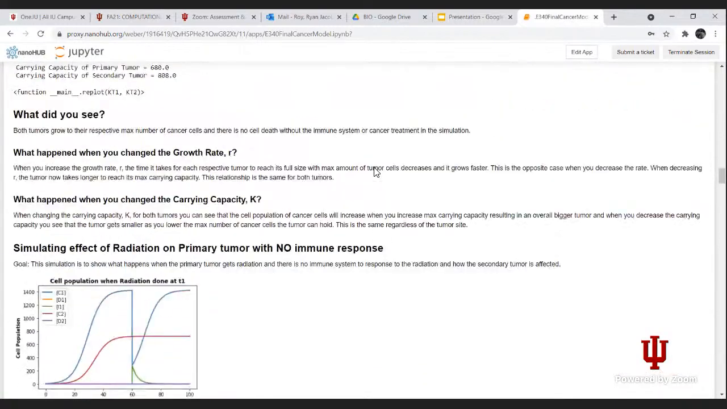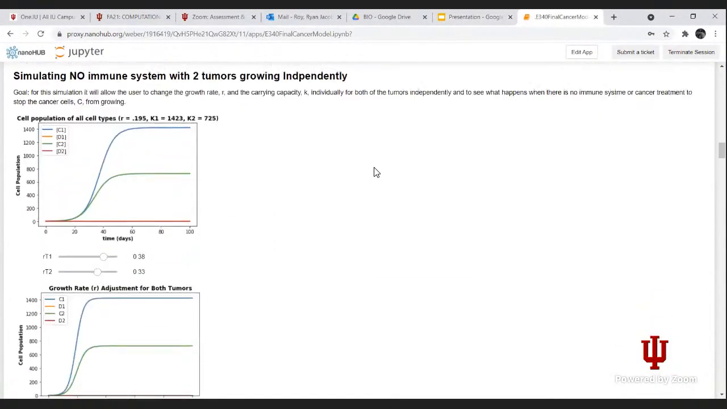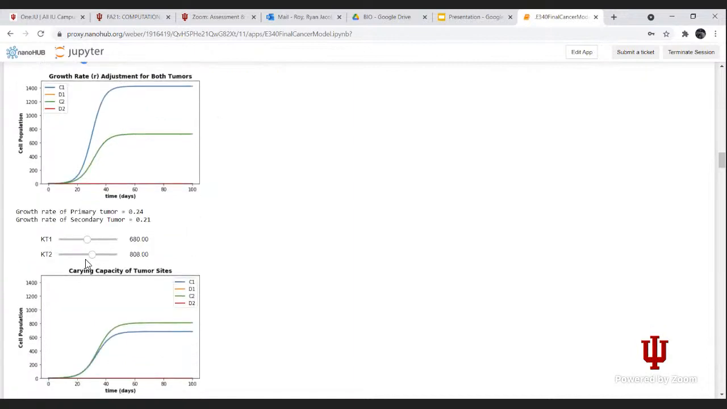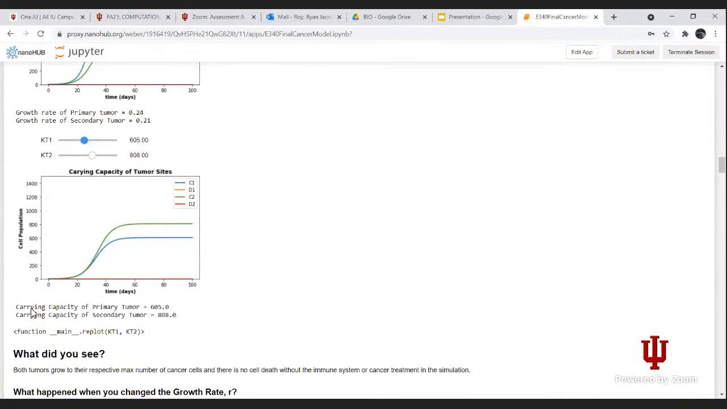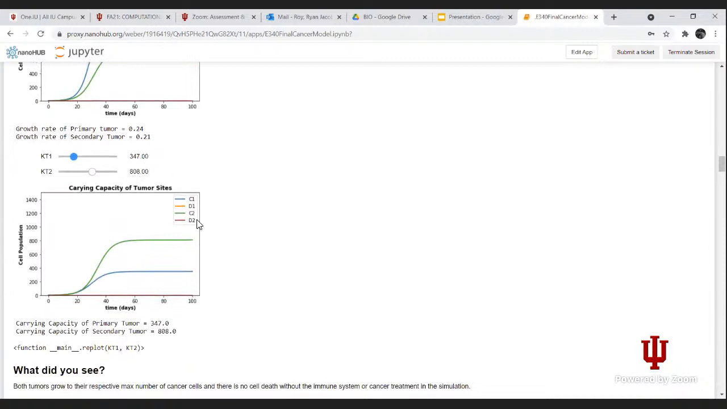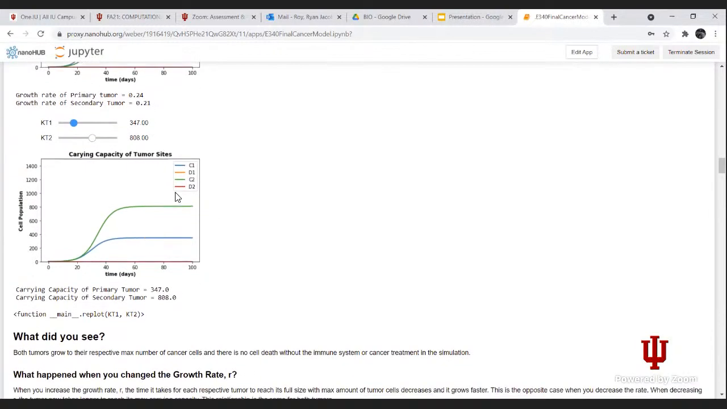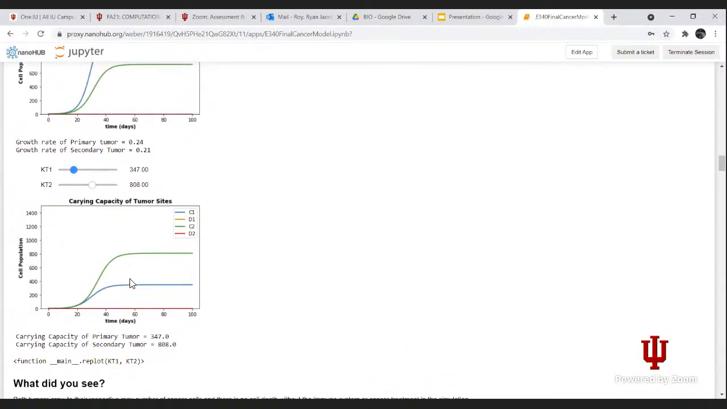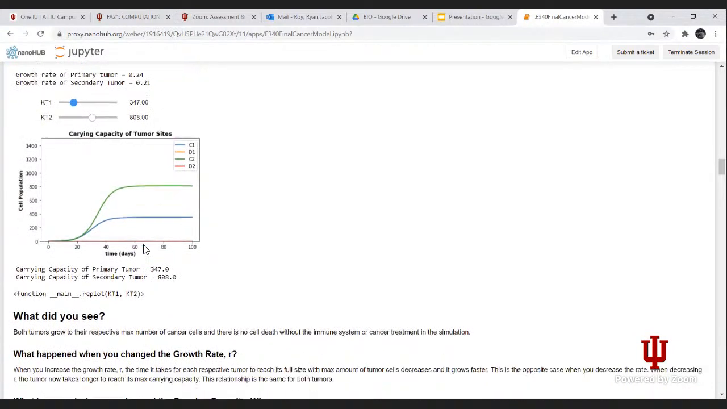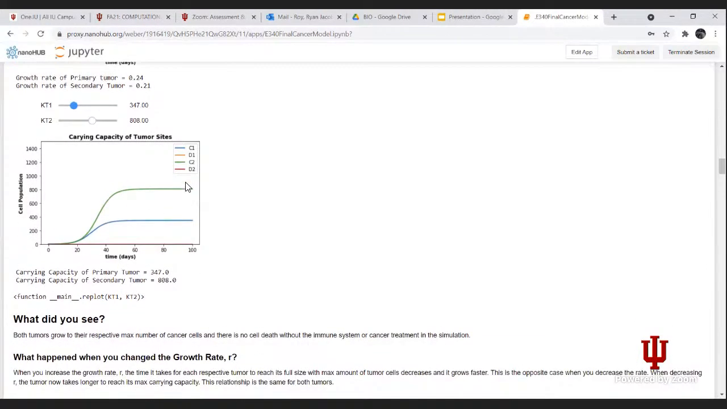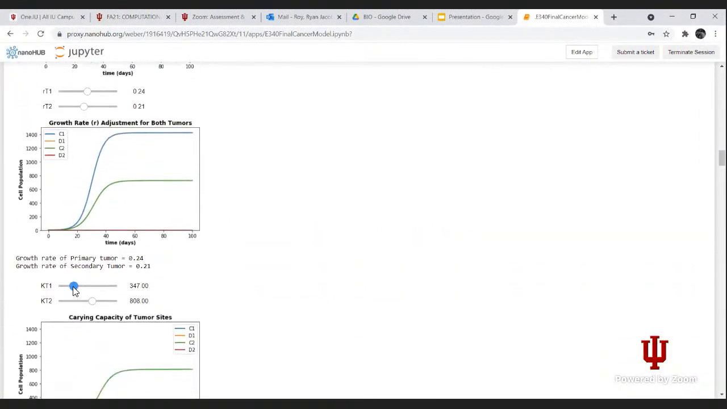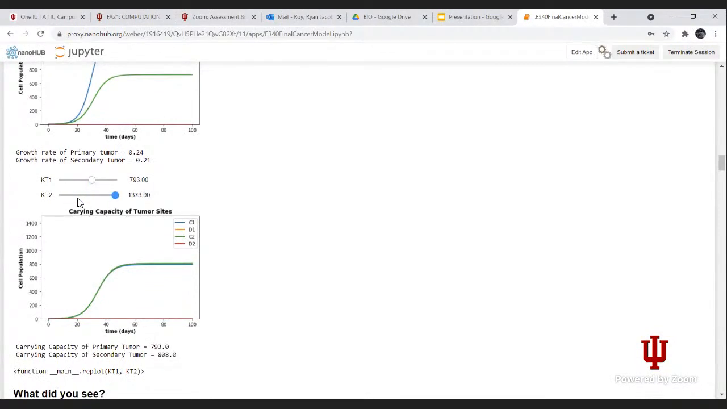This is the first level of complexity being introduced, where they let us tweak the rate of growth and the holding capacity, basically called the carrying capacity, of the tumor. Various sites in the body have different carrying capacities for cancer cells. For example, lungs may be able to hold a certain degree of concentration of cancer cells, and that could be different from the colon or something like that. So those are the two things they let us play around with.